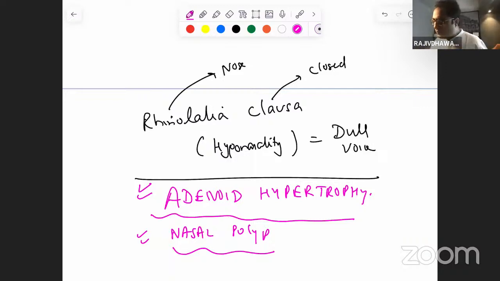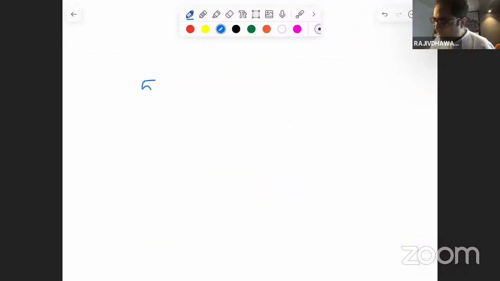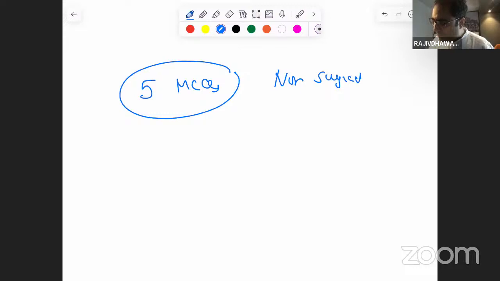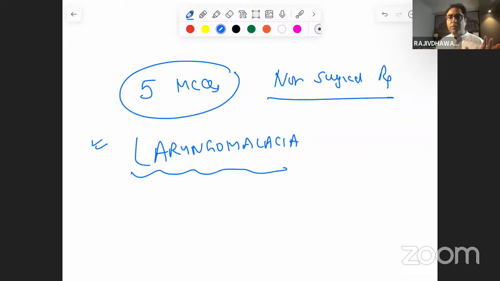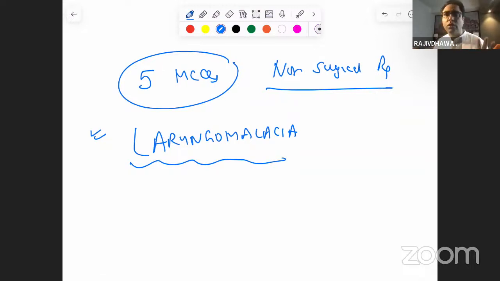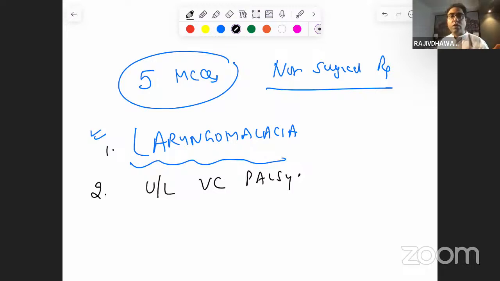Next one. In which 5 MCQs do we have to write the conservative treatment, meaning non-surgical treatment, beta? Number 1 is laryngomalacia. These are 5 MCQs of NEET PG FMGE exam in which we have to write the non-surgical treatment, conservative treatment, or wait and watch. Laryngomalacia, you know, is supraglottic weakness. Don't worry. The patient will have no cyanosis, no hypoxia. Baby is fine. So treatment is conservative, beta. Number 2, unilateral vocal cord palsy, unilateral vocal cord paralysis, beta.